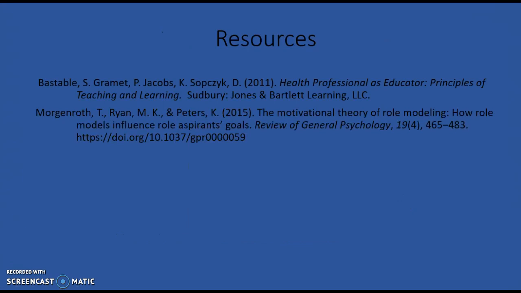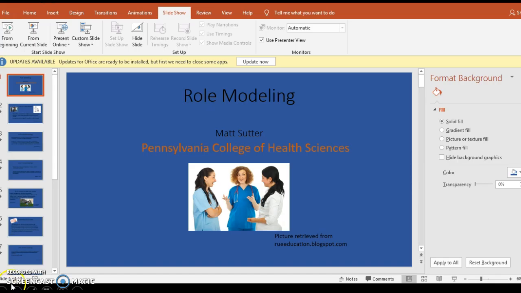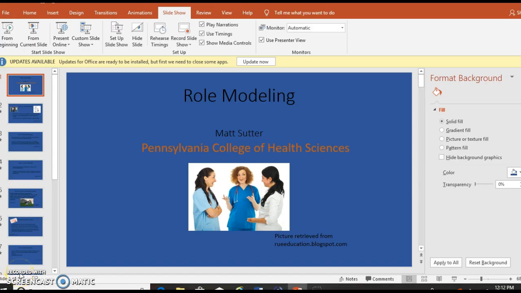Here's some of my resources. The book, and I found a study that was based off of the motivational theory. It pretty much spoke to the beginning. If somebody has a low motivational outlook, it can affect whether or not they achieve role models' behavior. Okay, and that's it.